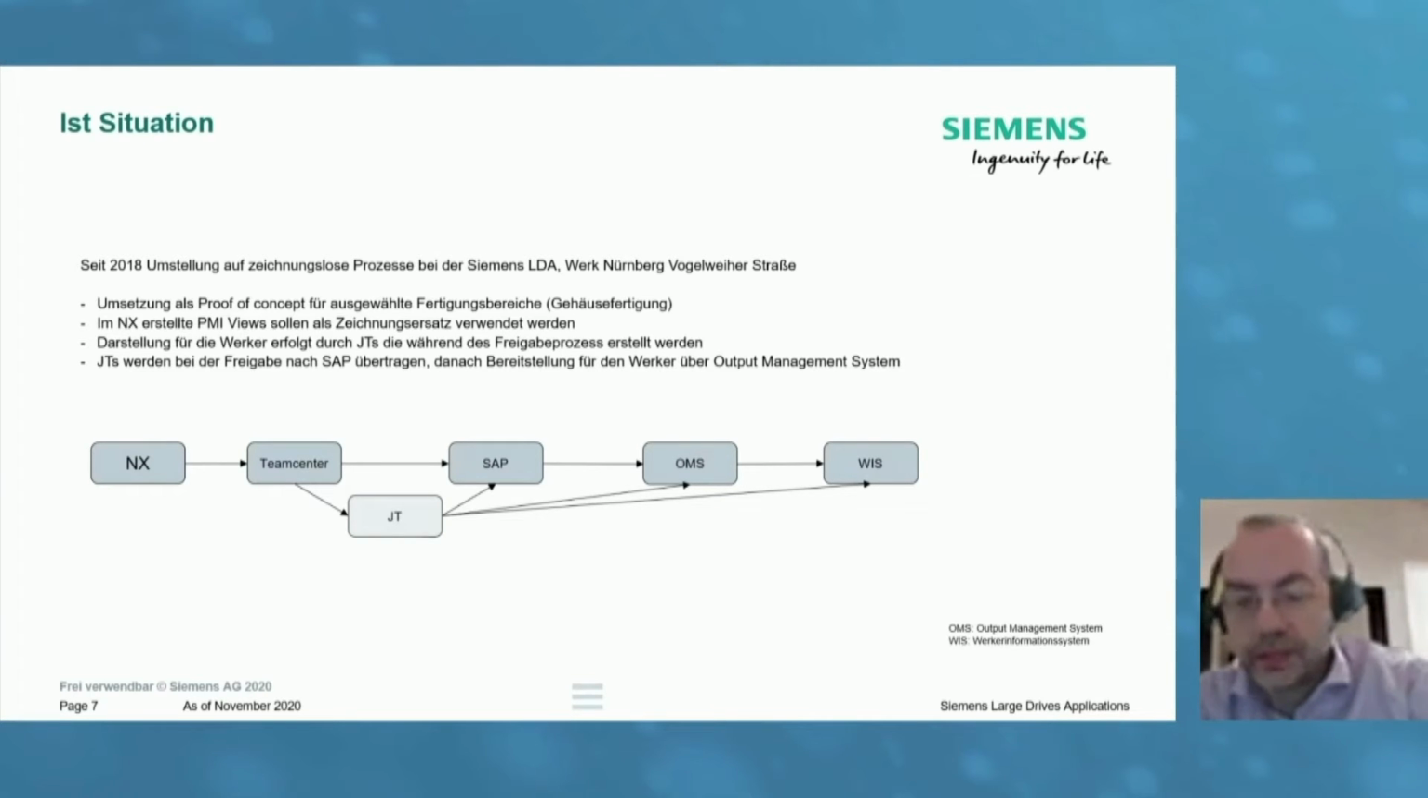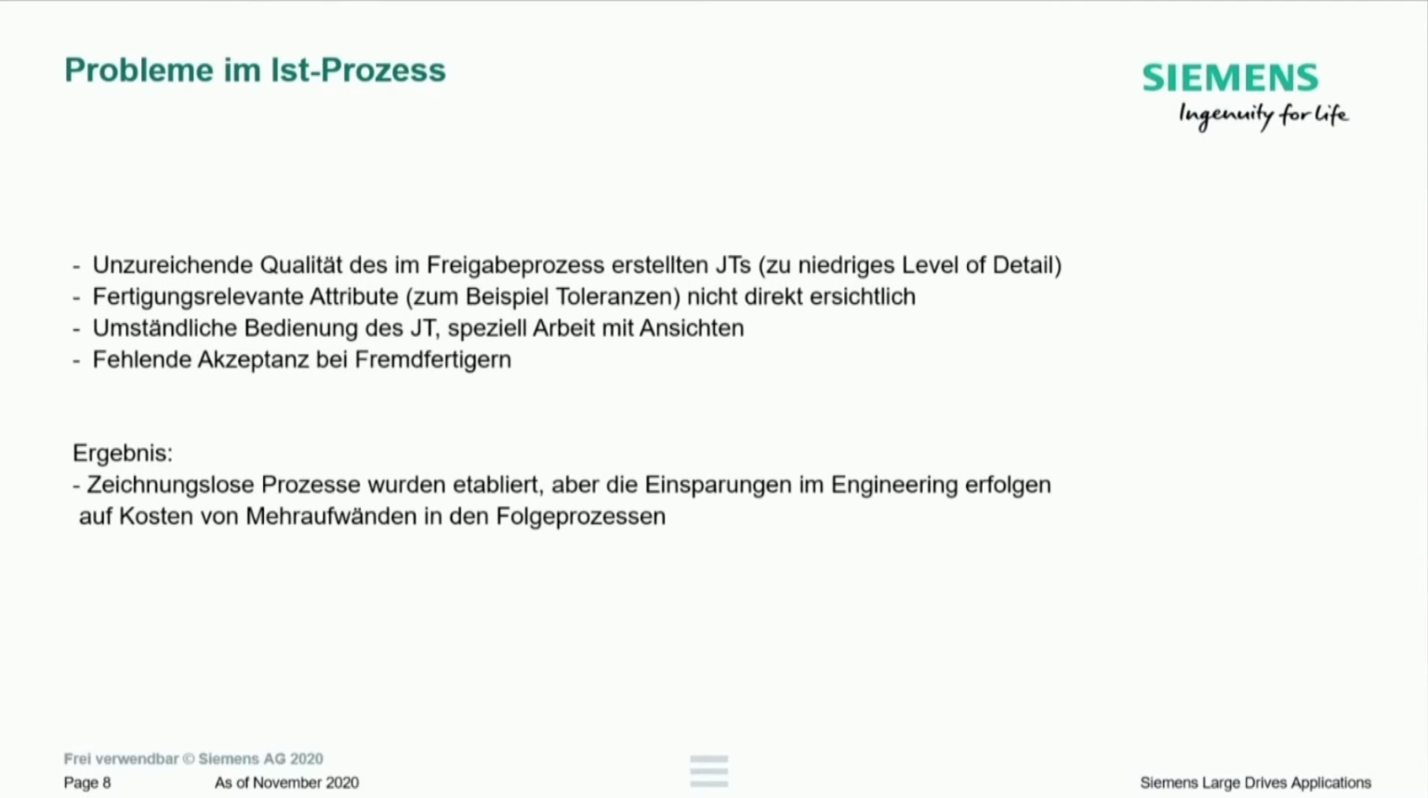The big problem, though, on the one hand, was that the quality of the JT was set very low. That has to do with release processes in Teamcenter which we could not handle. There are cuts of a few millimeters in housings which are several meters large. That was simply something we could not illustrate. You just couldn't see it.